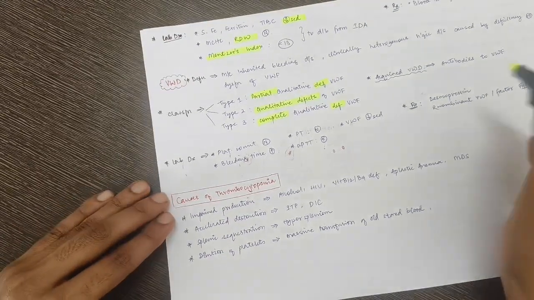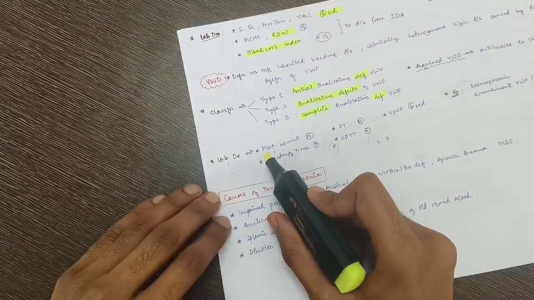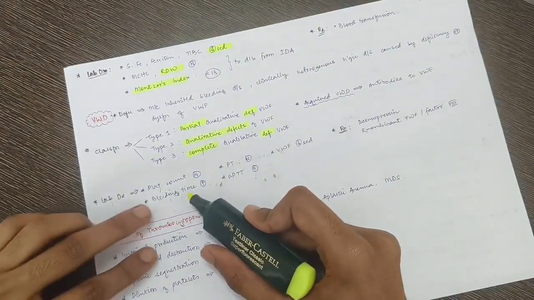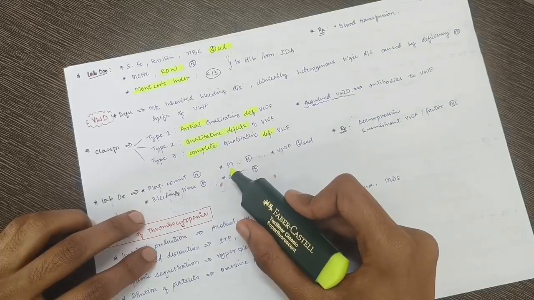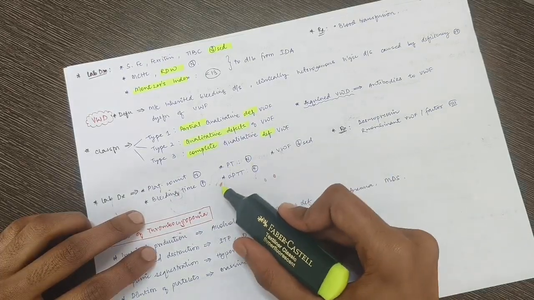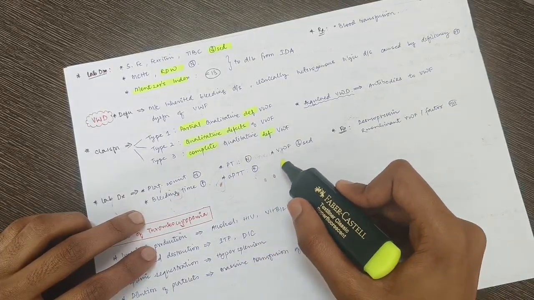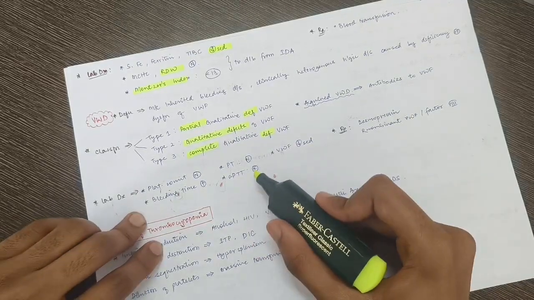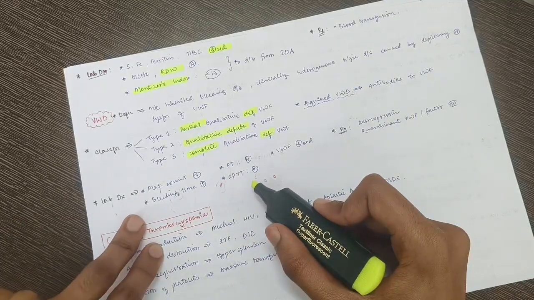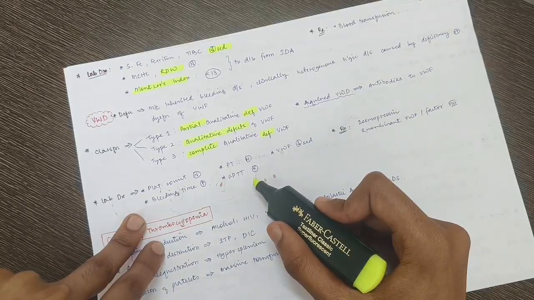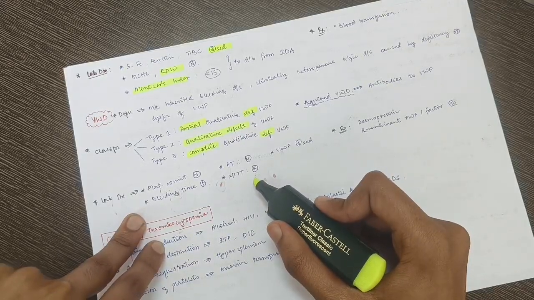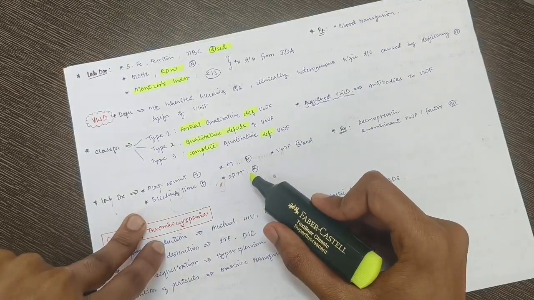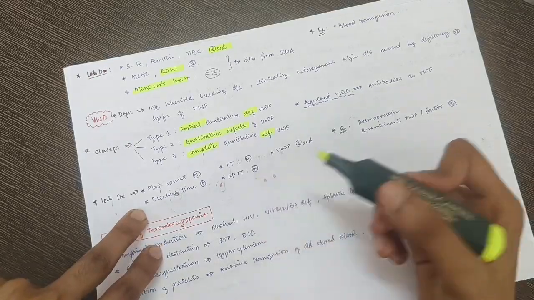So what are the lab diagnostic features? Platelet counts are usually normal, bleeding time is increased, prothrombin time is normal, whereas APTT is increased and von Willebrand's factor is decreased. APTT is increased because of the intrinsic pathway, where there is factor 8 involvement, and because of this APTT is prolonged due to factor 8 deficiency.